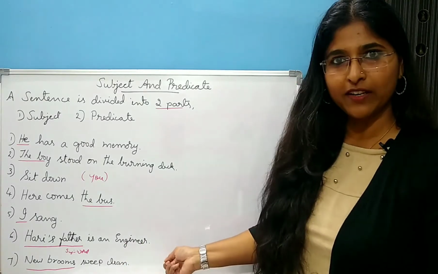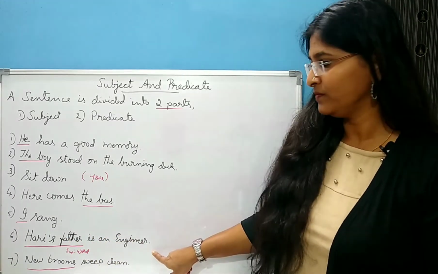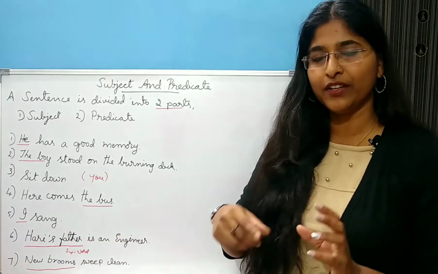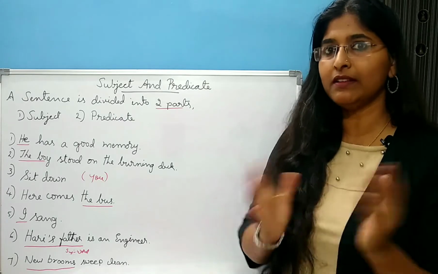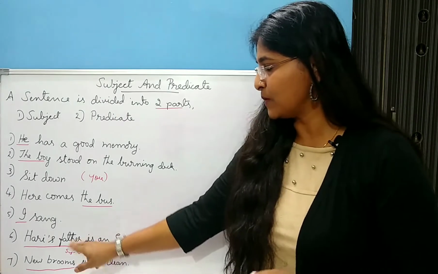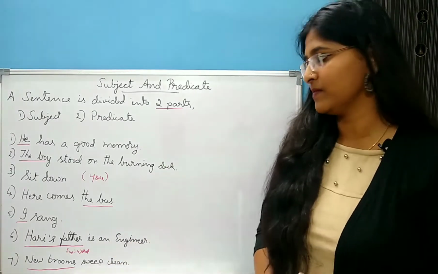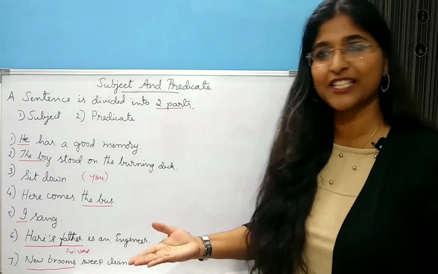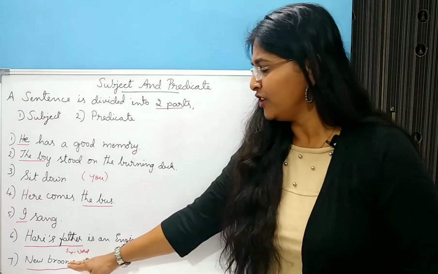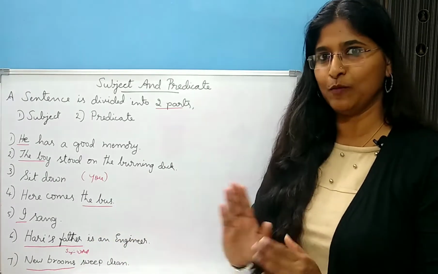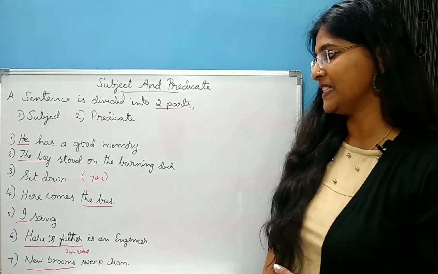Okay, the next one. Harry's father is an engineer. You can see Harry's father. We are talking about a person here. Actually, we are talking about father. Whose father? Harry's father. So, this is the subject of the sentence. Is an engineer is the predicate of the sentence. Okay, move on to the next one. New brooms sweep clean. New brooms, subject, and sweep clean is a predicate of the sentence.